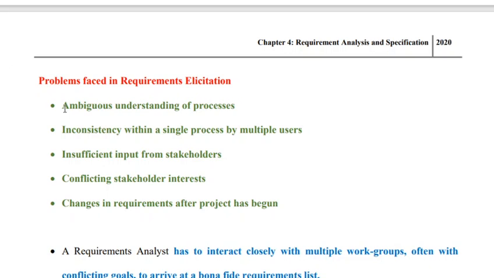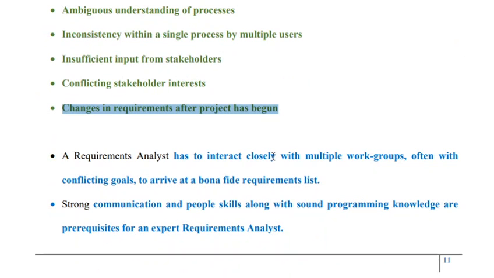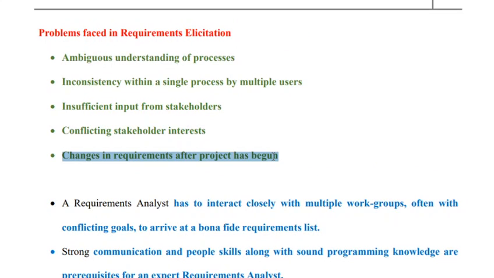As we have already learned, the problems associated with requirements that are gathered or elicited include: ambiguous understanding of the process, inconsistency within a single process by multiple users, insufficient input from the stakeholders, conflicting stakeholders' interest, and change in requirement after a project has begun.